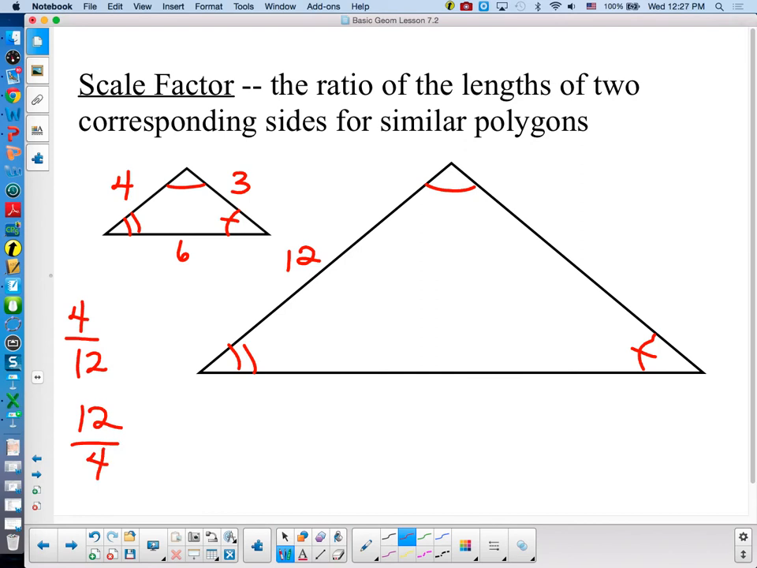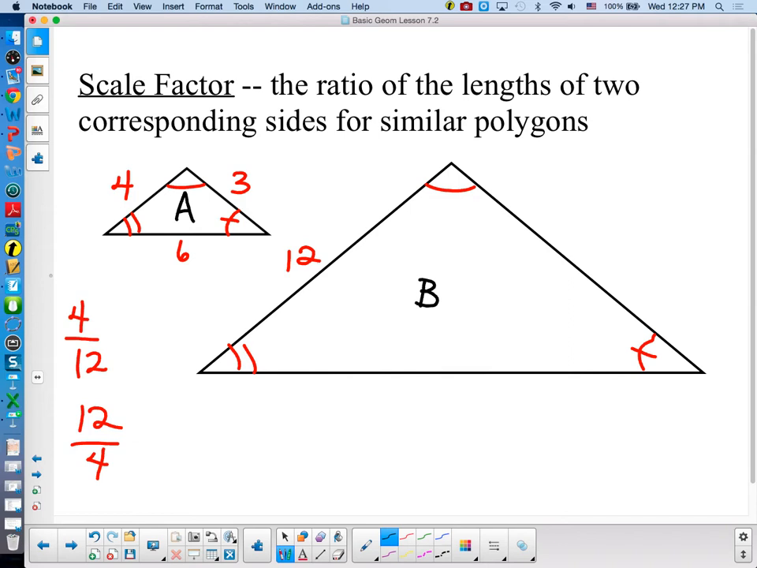If the problem just says, give me the scale factor, I would take either of those as a correct answer. Now, some of them say, give me the scale factor of figure A to figure B. So which one's the correct one if I say figure A compared to figure B? The 4/12 is the right one. If it says scale factor of B to A, then it's the 12/4.